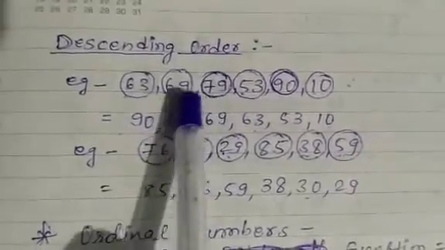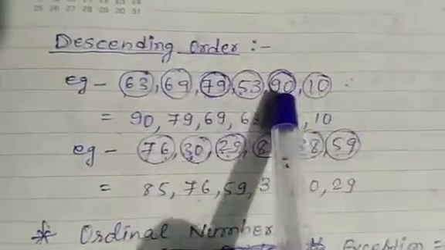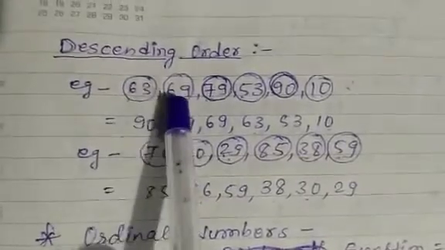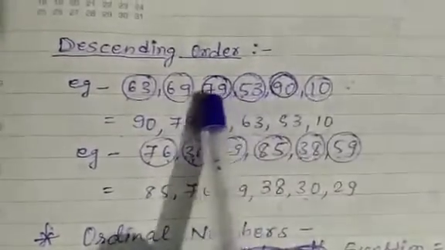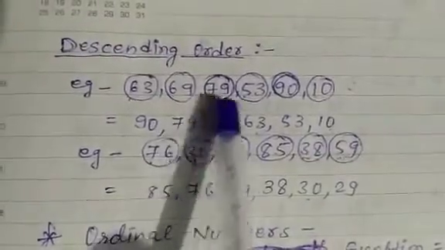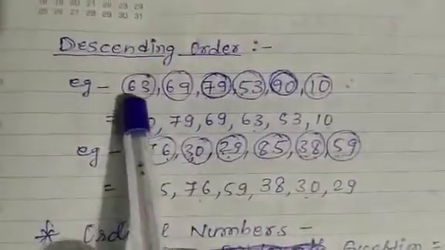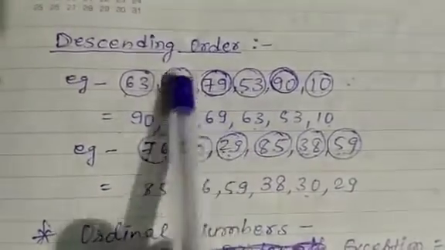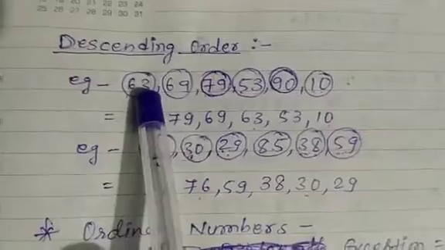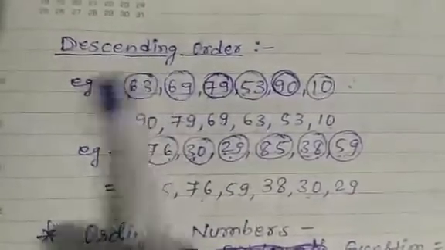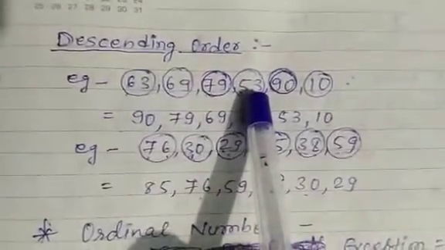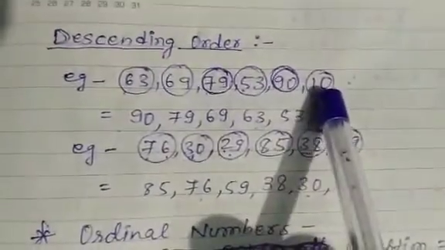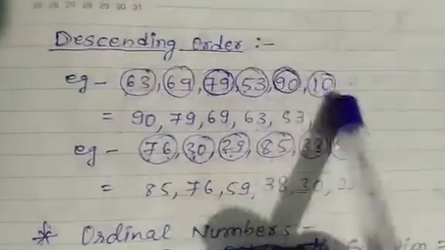So 63, 69, 79, 53, 90, 10. 90 is greatest, so we will write here 90. Then after, 63, 69, 79, 53, 10. 79 is greatest, so we will write here 79 and make the circle. Then after, 63, 69, 53. 69 is greatest, so we will write here 69 and make the circle. Then after, 63 is greatest, so write 63 and make the circle. Then after, 53 is greatest, so we write here 53 and make the circle. Then after, 10 is greatest, so write the 10 and make the circle.